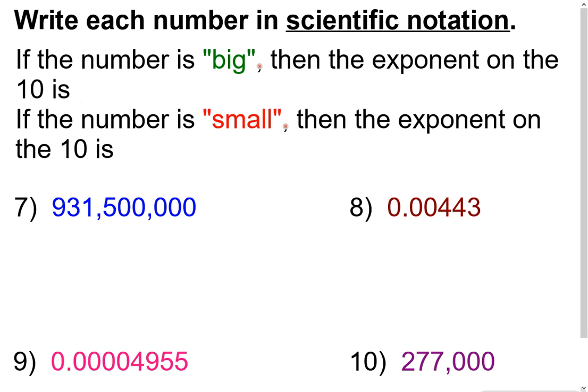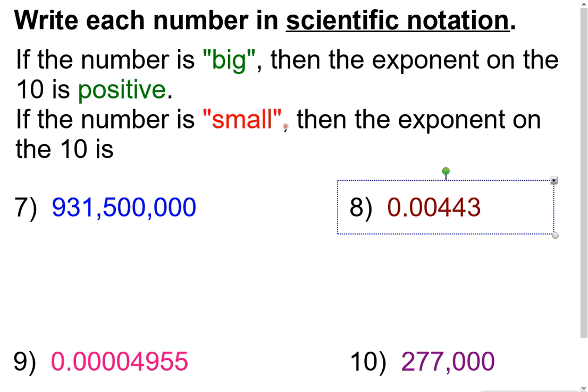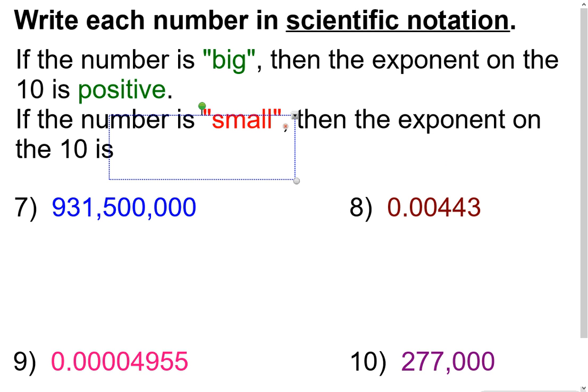So we have this first example, 931,500,000. That's a big number. But my second one, number 8 here, is 0.00443. We have that small decimal. So 7 is a large number, and when we have that large or big number, then we think back to scientific notation and go, well, our exponent is going to have to be positive on the 10. But if we have this small one, like we do in number 8, then the exponent on the 10 in scientific notation is going to have to be negative.